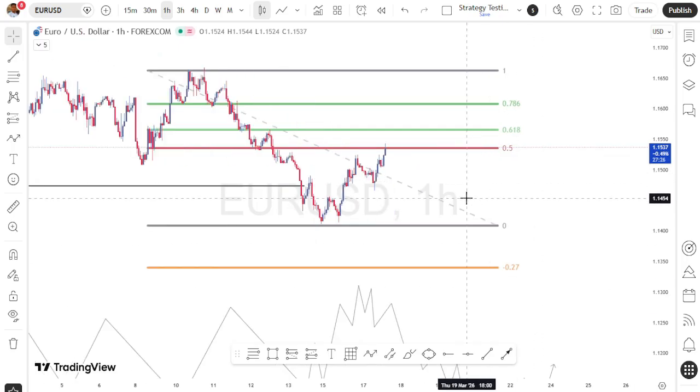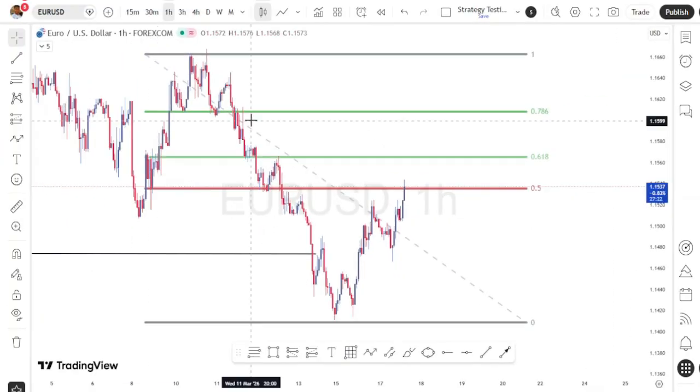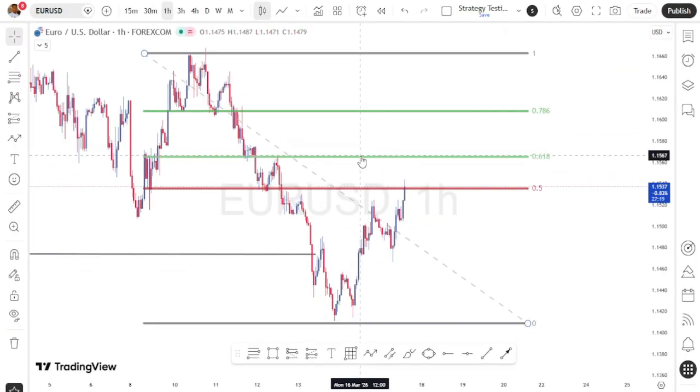So now this is the 1 hour time frame. Where exactly are we going to be getting in? I'm just going to be waiting for price to get to this OTE zone.